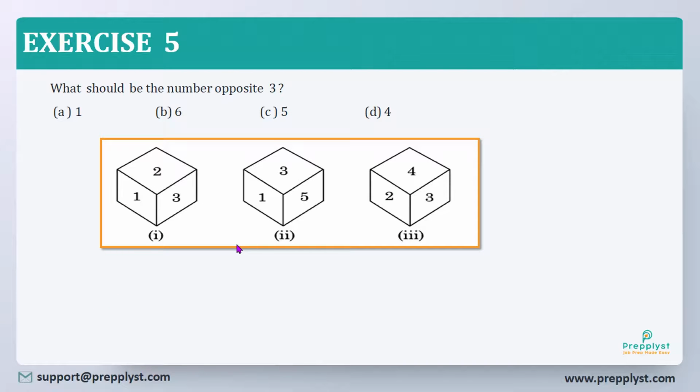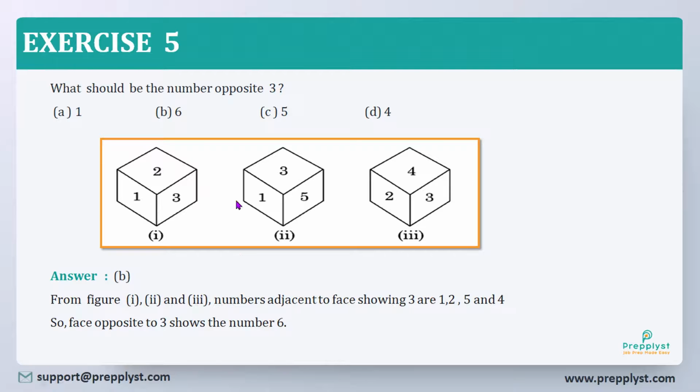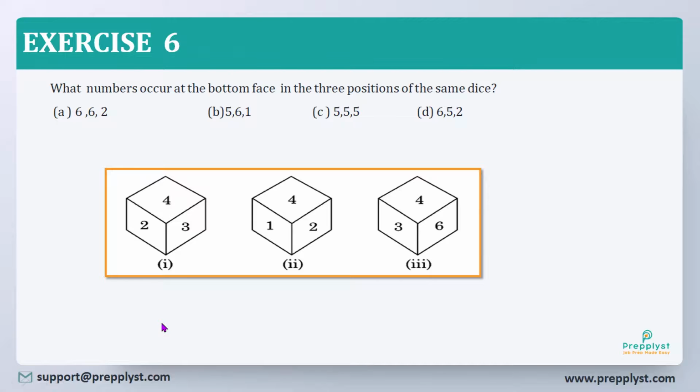Now let's look at question 5. What should be the number opposite 3? You could pause the video and answer the question. Now as we can see in the 3 diagrams, the numbers adjacent to the face showing 3 are 1, 2, 5 and 4. So the only number which is left is 6. That means 6 is the number which is opposite to 3. And that's my answer, option B. Now let's look at the next question. What numbers occur at the bottom face in all the 3 positions of the same dice, as you can see in these 3 diagrams? You could pause the video and answer the question.